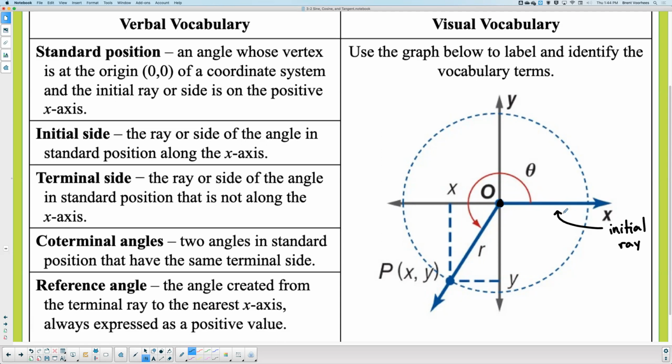So the angle is going to be in between the two rays. These are like the sides of an angle, if you will. There's one side and this is the other. So while we're on that, if this is the initial ray, they call this other one the terminal ray. Now, if you look up here, it says initial side, terminal side.